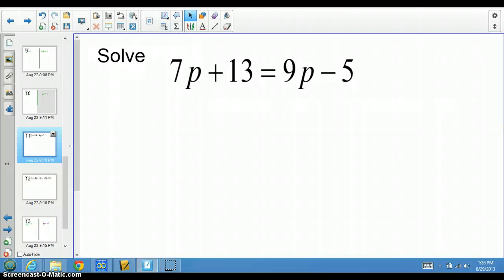Now, with this next one, if you notice, you have variables on both sides of the equal sign, and you have terms without variables. Those are called constants on both sides also. What we need to do is get our terms with variables on one side of the equal sign, and our terms without variables on the other. So there's many ways that you can do this. Me personally, I like to have my variables on the left side. It's just the way I like to see it. So for this one, I'm going to subtract 9p from both sides.